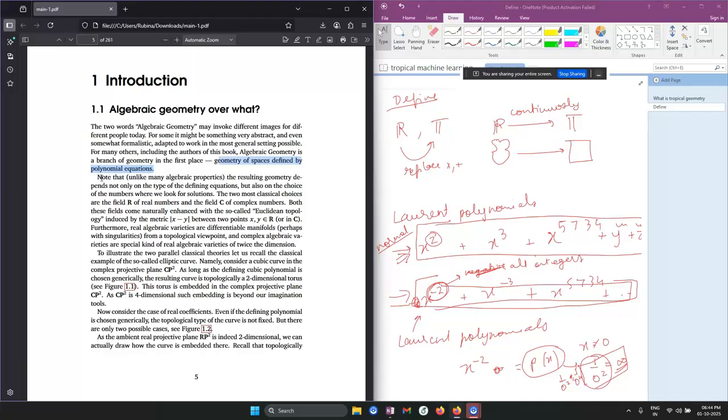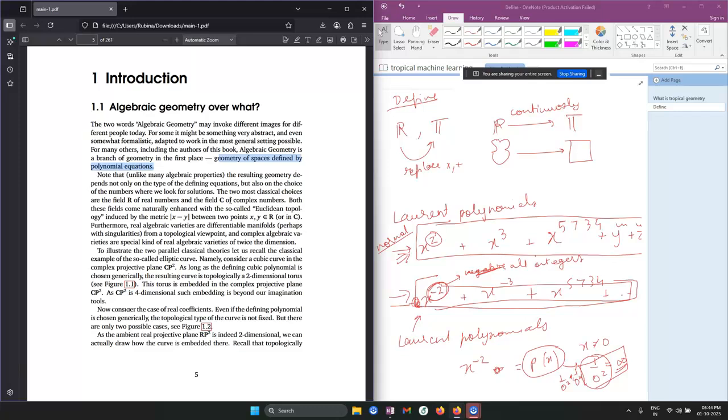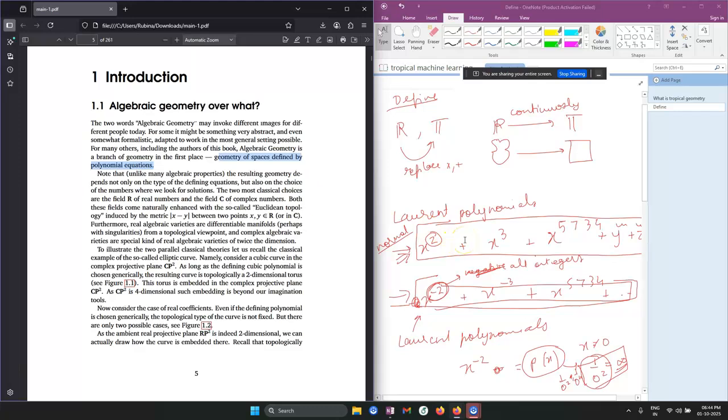Yeah, sure. So, note that unlike many algebraic properties, the resulting geometry depends not only on the type of the defining equations, but also on the choice of the numbers where we look for solutions. Okay. I would like to add a comment about that. Yeah, okay. Go ahead.